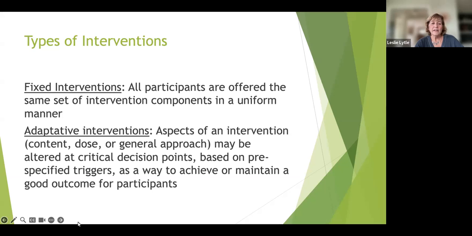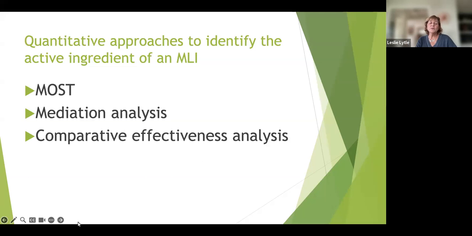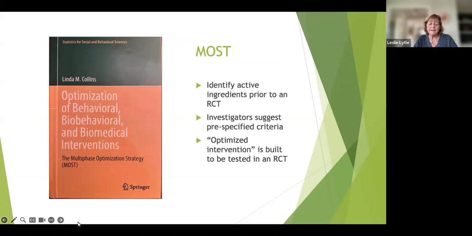If we're doing a fixed intervention, I think there are three main ways we can work to identify the active ingredient of a multilevel intervention. Again, I think of those as MOST, a mediation analysis, and also a comparative effectiveness analysis. I'm just going to give a couple of examples of all three of those. MOST, again, is Linda Collins's approach that helps identify the active ingredient before an RCT actually occurs.